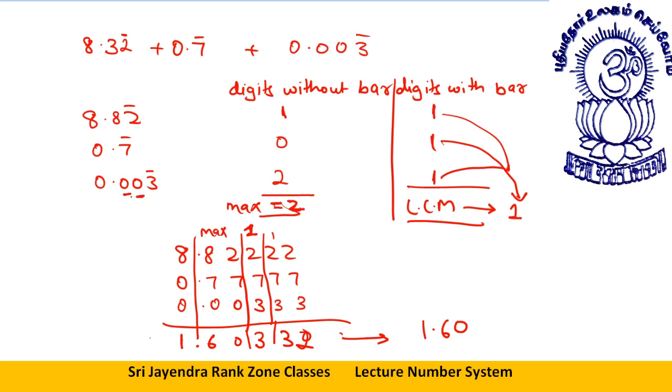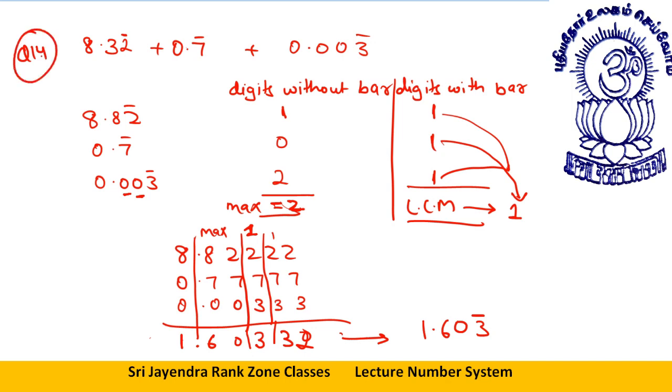Because there were maximum two digits without bar, and the next digit is 3. Here I will put a bar on 3. This is the concept. This 1 stands for the LCM of these numbers. If the LCM is 1, I'll take one place over here. Had the LCM been 2, I would have taken two places over here. I'm coming to one or two more such questions in the next question, don't worry. This was like question number 14 of the exercise.